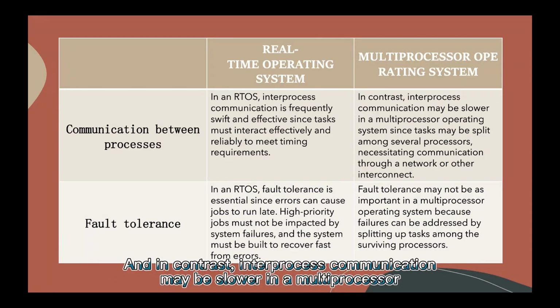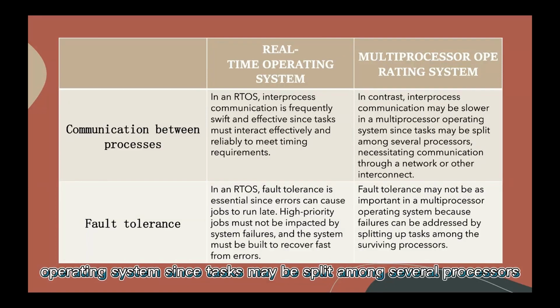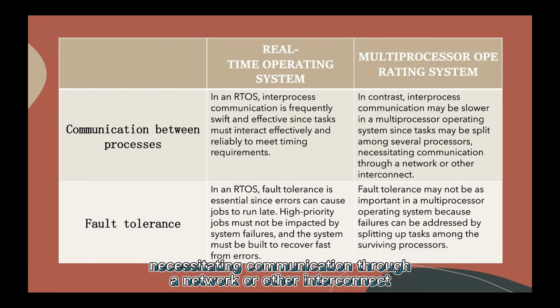And in contrast, interprocessor communication may be slower in a multiprocessor operating system, since tasks may be split among several processors, necessitating communication through a network or other interconnect.